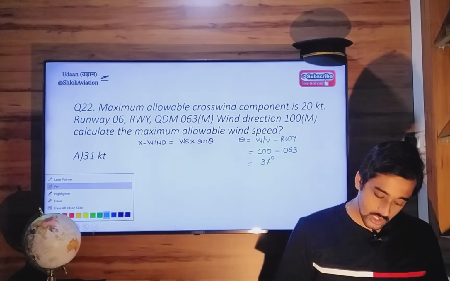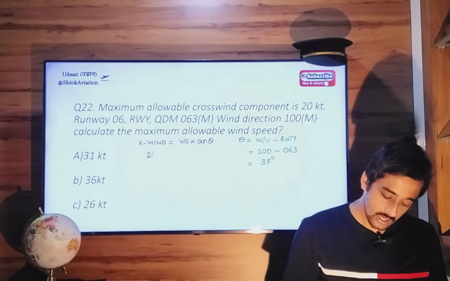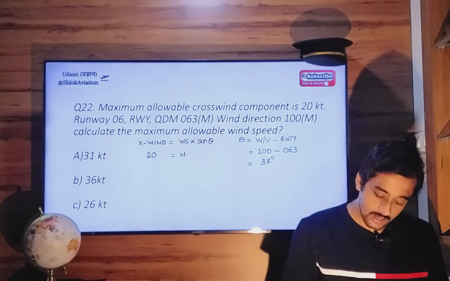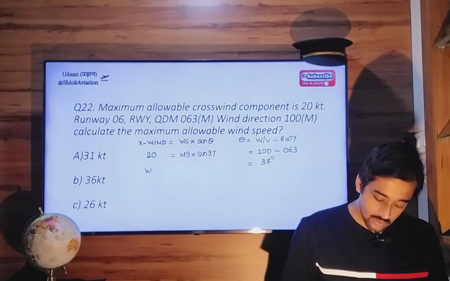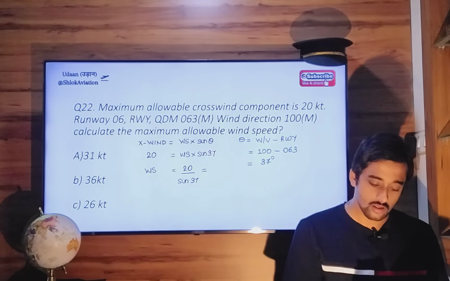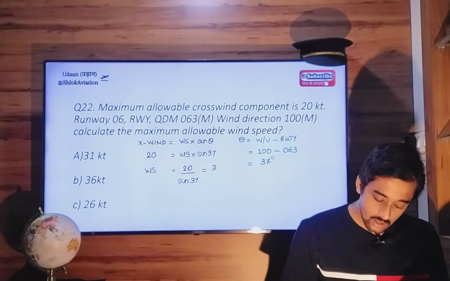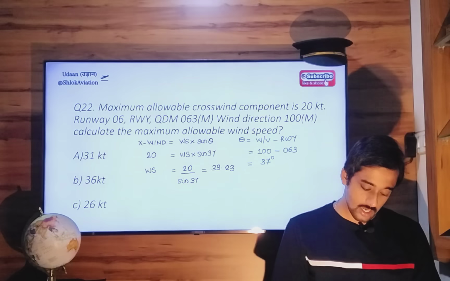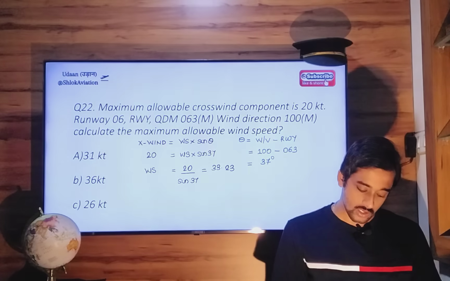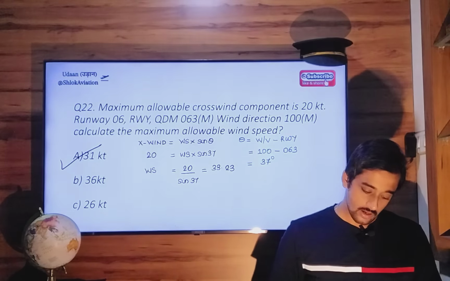So now the maximum crosswind component given to you is 20 knots. Wind speed is what we have to find out. Sine theta, sine 37. So wind speed will be 20 divided by sine 37, which is 33.23 knots. So the closest option here is option Alpha, 31 knots. Okay.